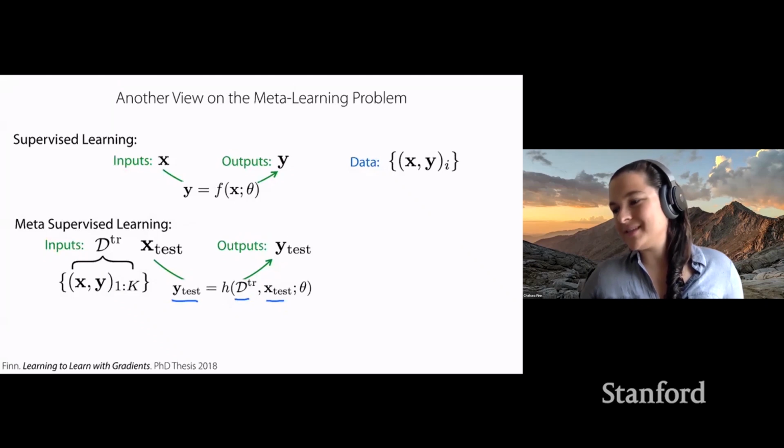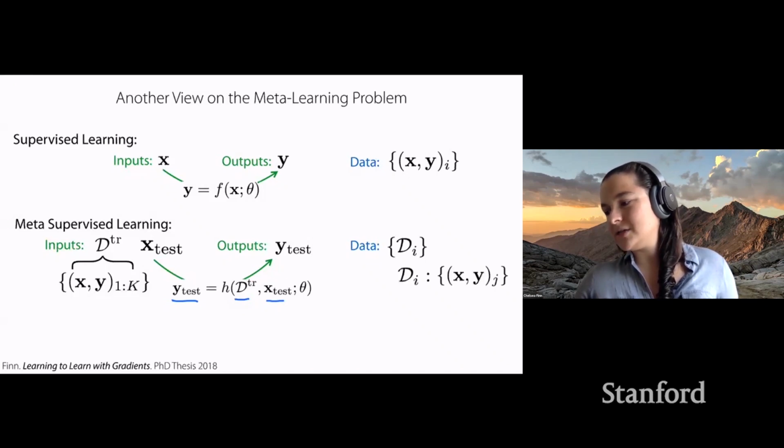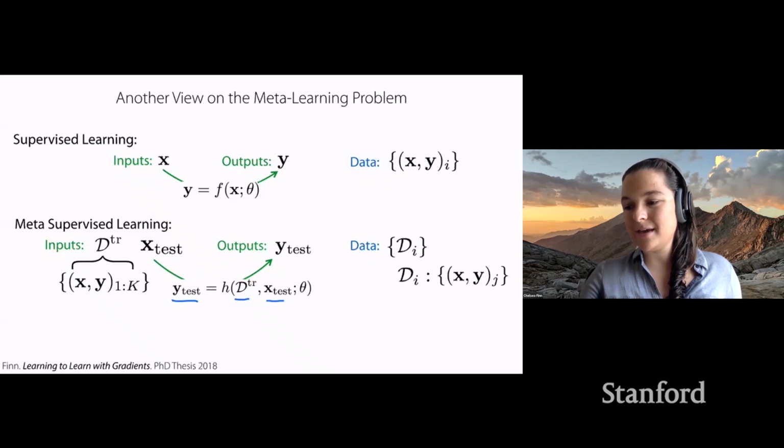The way that we do this is analogous to supervised learning. We have data, but in this case, our data corresponds to a dataset of datasets, where each dataset has more than K examples, so that you can sample K to be used in the training dataset and at least one to be used to measure generalization here.